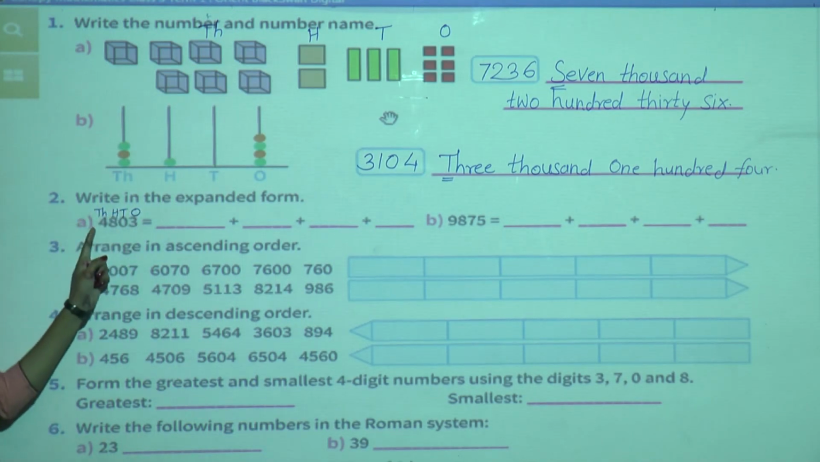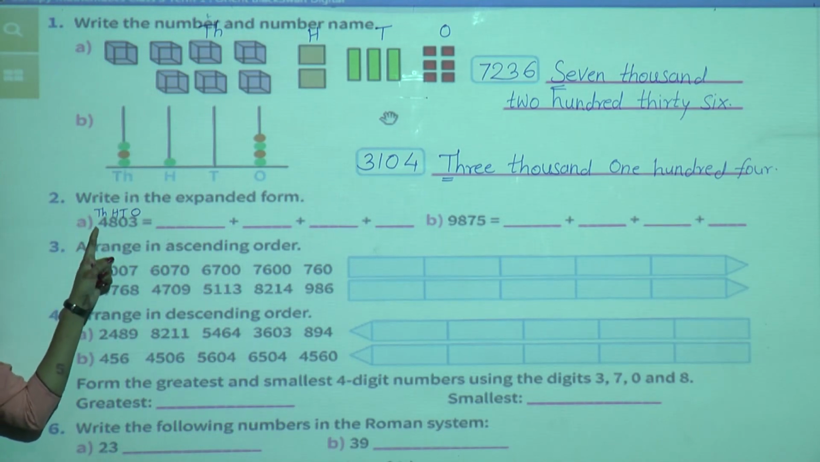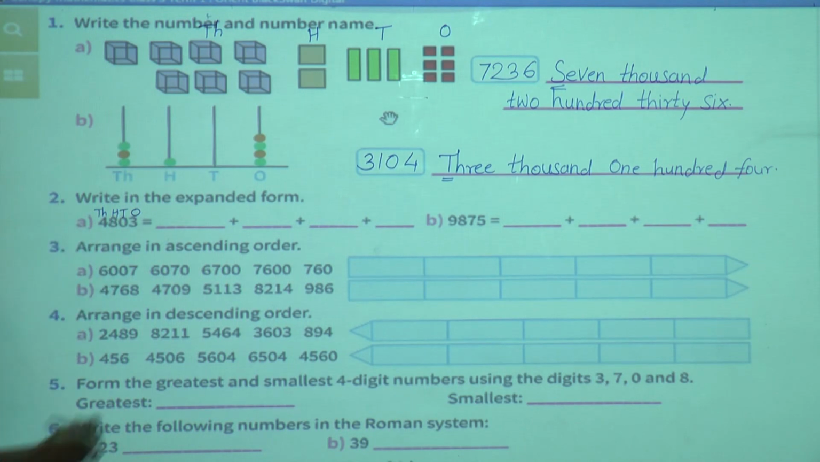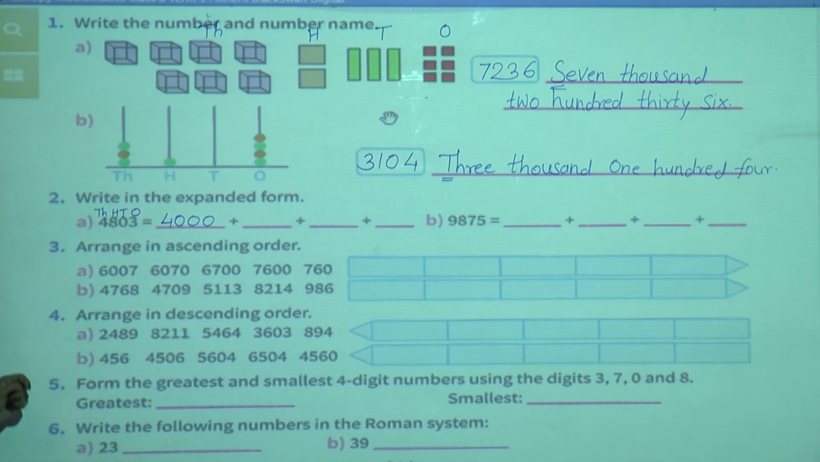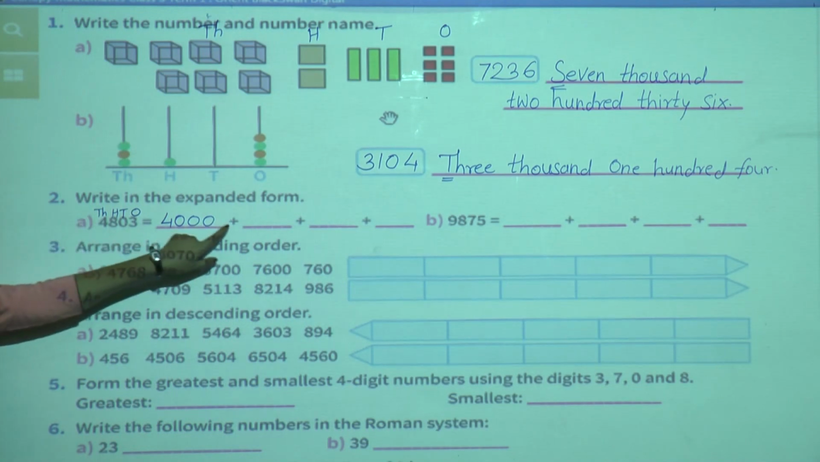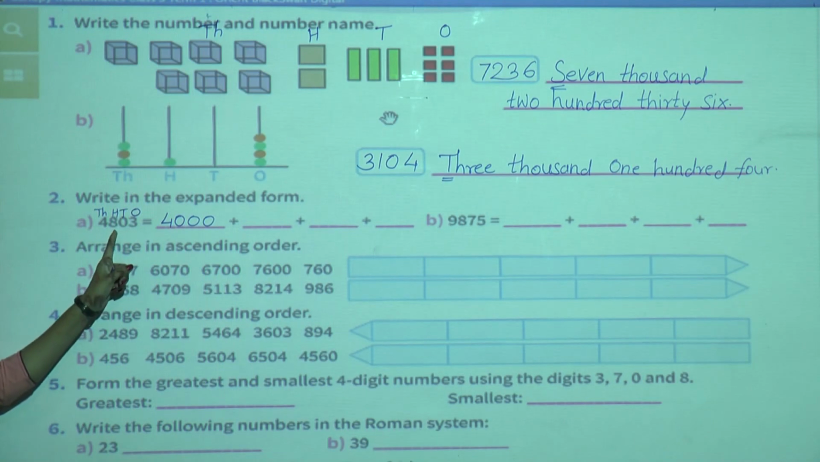Now see, at the thousands place which number can we see here? Yes, 4 is there. 4 at the thousands place. So what will be the place value of this 4? The place value of this 4 is 4000, because it is at the thousands place. Then we have to give the plus sign. Now see the hundreds place digit. At the hundreds place 8 is there. So what will be the place value of this 8?